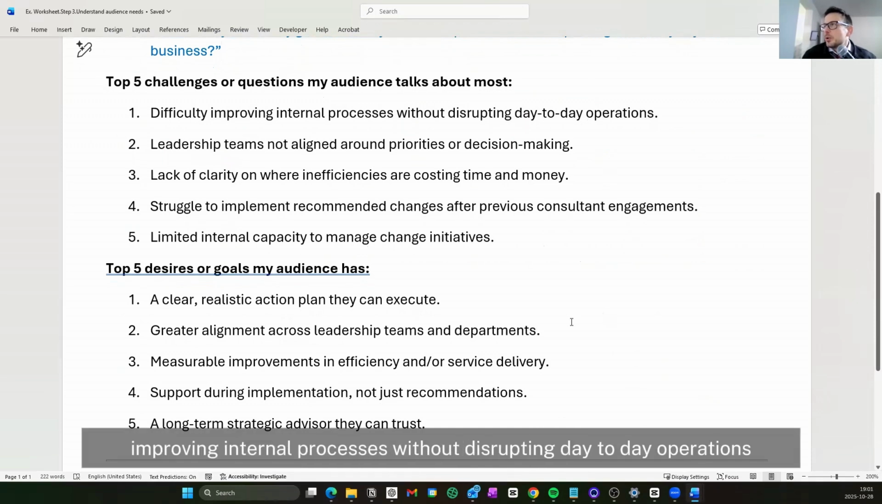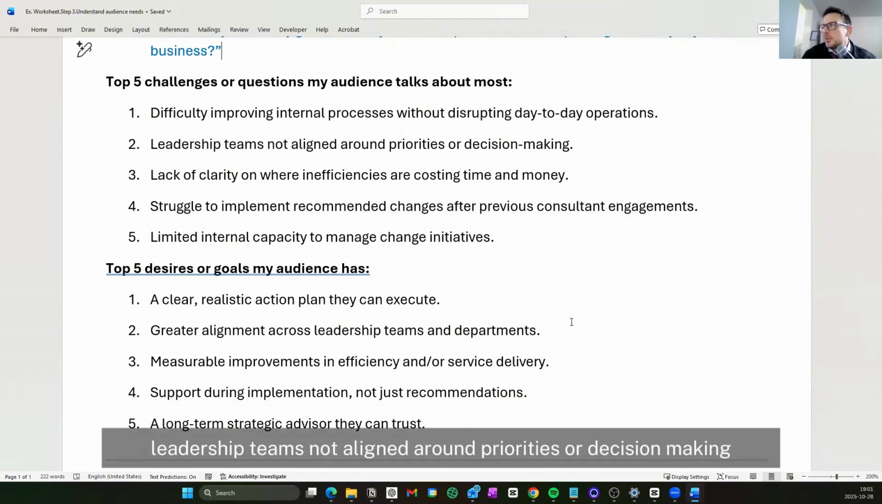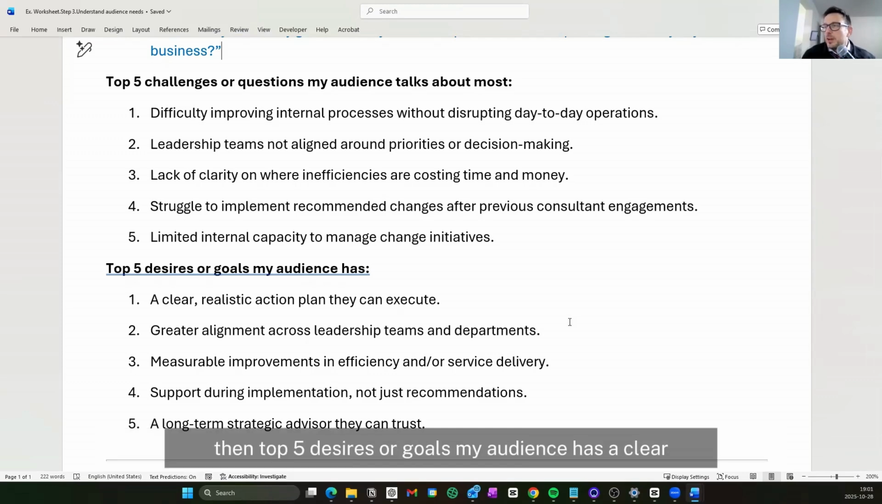Difficulty improving internal processes without disrupting day-to-day operations, leadership teams not aligned around priorities or decision-making, lack of clarity on where inefficiencies are costing time and money, and so on. Then top 5 desires or goals my audience has: a clear, realistic action plan they can execute, greater alignment across leadership teams and departments, measurable improvements in efficiency and/or service delivery.